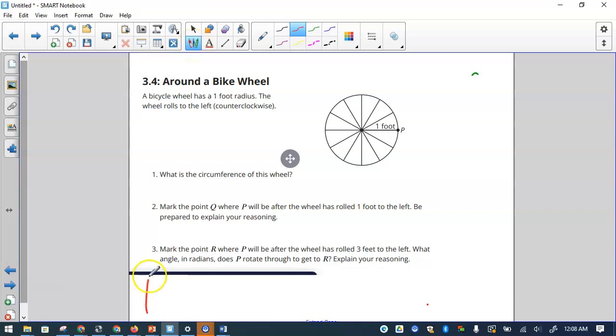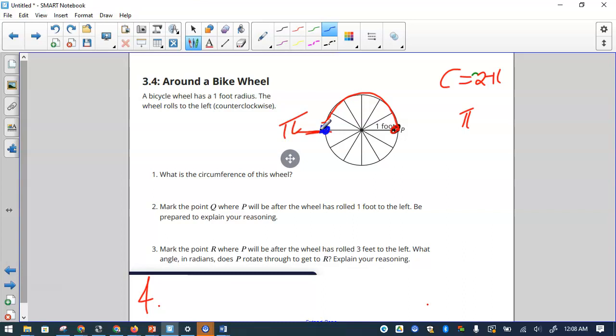Then there's question number 4, where will the point P be after it has traveled pi feet to the left? Now, what does pi basically mean? Remember, the circumference was 2 pi, right? So this point goes all around, somewhere here till here. So this is pi. So the point will be right here.